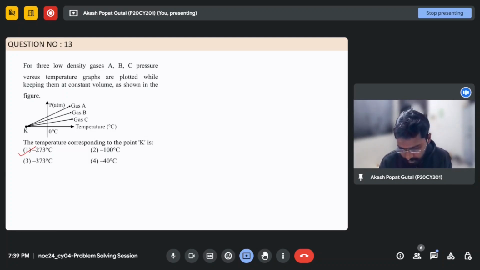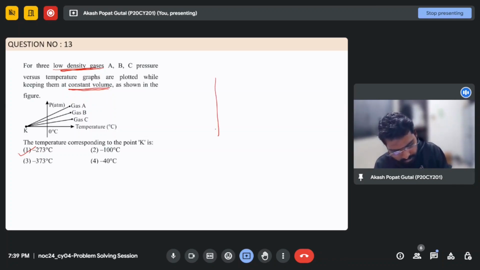And this is because we are asked about the low density gases, as you can see in question A, B, C. The pressure versus temperature graphs are given, while keeping the volume constant. It is written in the question that the graph is about constant volume.